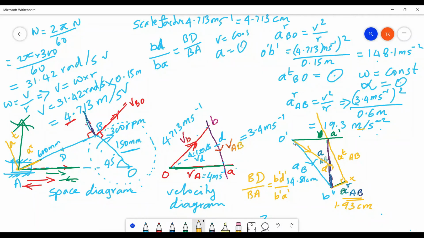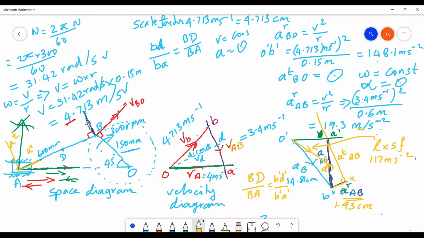This length means the acceleration of the midpoint D. So by measurement, we can find there should be some length for this. That length into your scale factor will give you the acceleration of this D point. So when you do it, you will have 117 meter per second square. Okay.